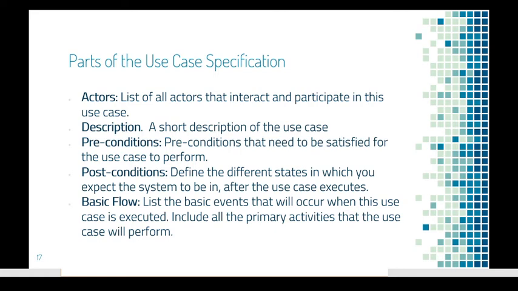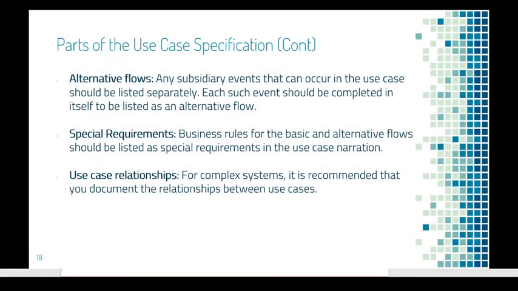Basic flow is the success flow or the success scenario. It is the list of basic events that will occur when the use case is being executed. This includes the primary activities that the use case will perform. This description of actions and responses are your functional requirements. Since we have a success scenario, we also have failed scenarios, and that can be reflected through our alternative flows. Alternative flows are any subsidiary events that can occur in the use case and should be listed separately. For example, there are errors that might happen in a particular step, so you are going to make an alternative flow for that. Each such event should be completed by itself and listed as an alternative flow.